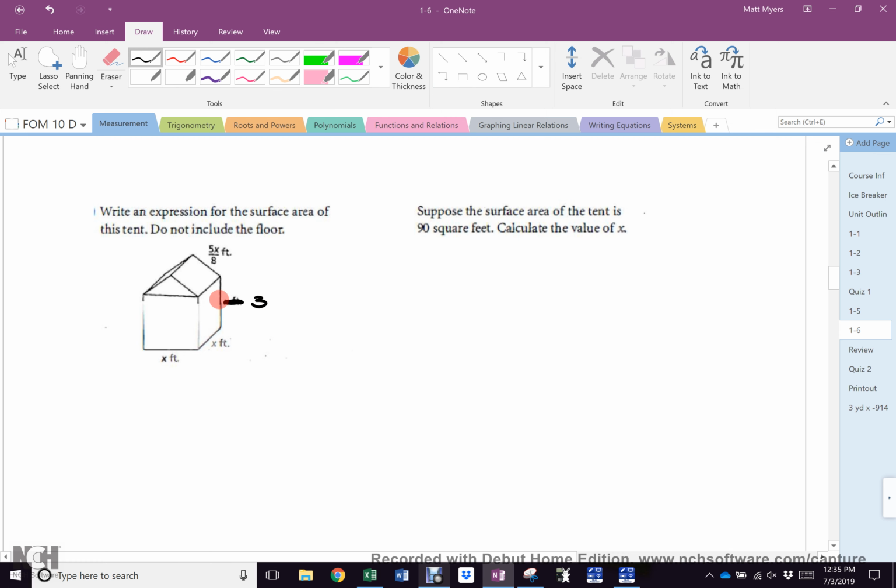This is 3. And this is 1. Let's call that 2. Let's call that 2. Tell me the surface area of that thing.